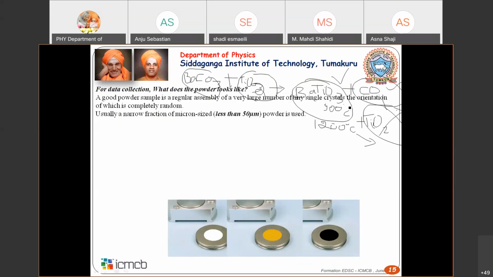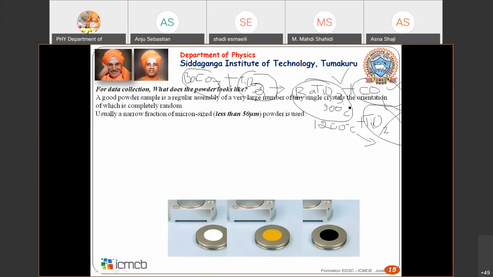Sometimes what happens, some people just heat it at 1200 and then take this sample straight to X-ray diffraction. That is not really good if you want to do a qualitative or quantitative analysis. So if you want to do really good qualitative analysis, then try to grind it and have a narrow size of your crystals. Normally, you can do this with a sieving process.